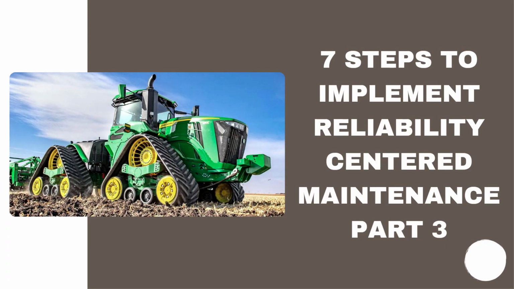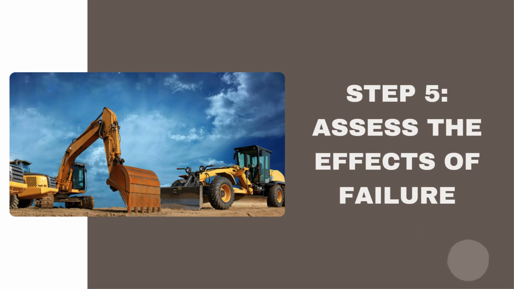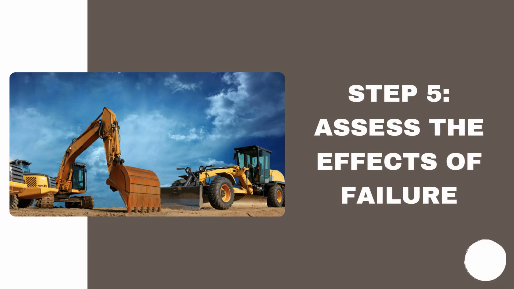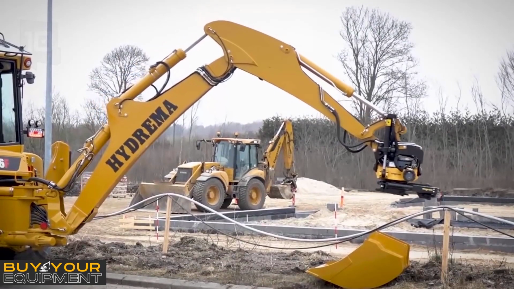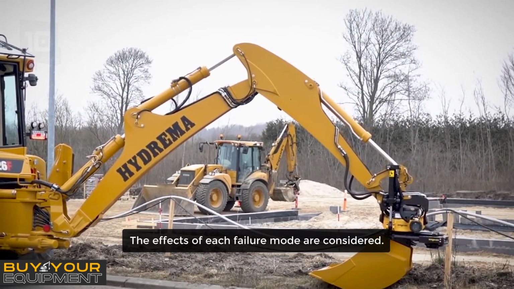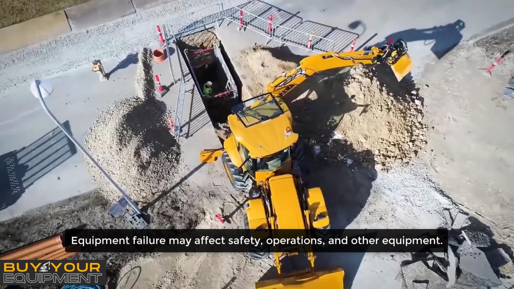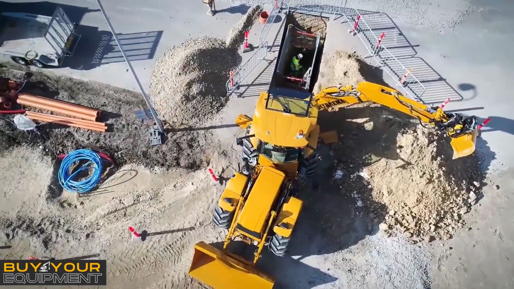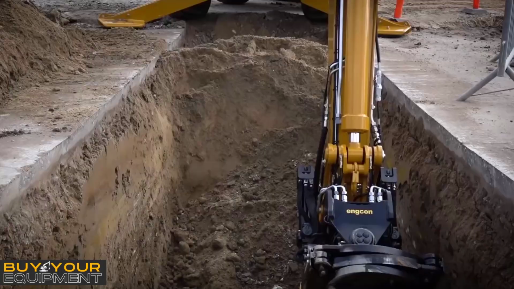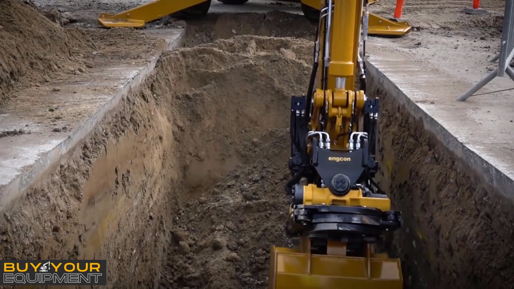7 Steps to Implement Reliability-Centered Maintenance, Part 3. Step 5, Assess the effects of failure. In this step, the effects of each failure mode are considered. Equipment failure may affect safety, operations, and other equipment. The criticality of each of these failure modes can also be considered.